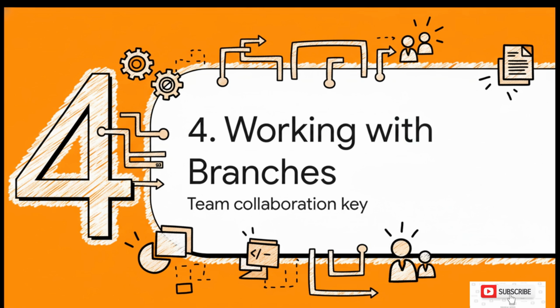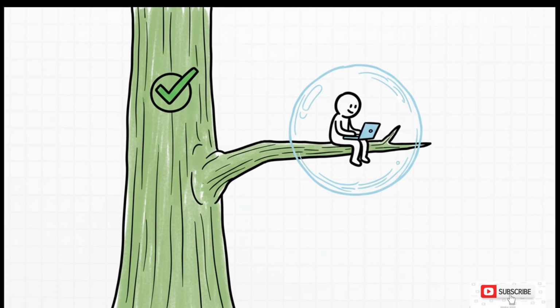Well, the answer is a concept called branching, and it's probably the most powerful idea in all of Git. The whole idea behind branching comes down to one thing: safety. Your main branch, you'll usually see it called main, is sacred. It should always have working, stable code. You never, ever work directly on it.